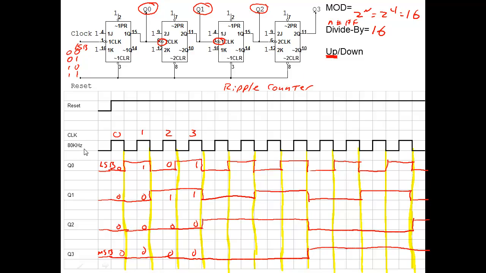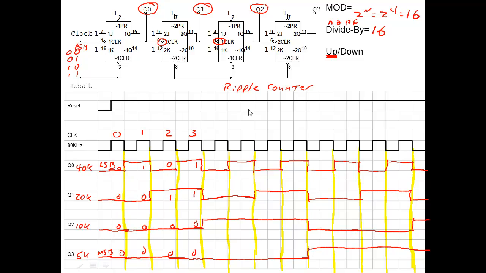Another thing to note about these is the frequency actually gets split in half for each one of your outputs, as long as you're not doing any kind of resetting somewhere in the middle with an automatic reset. So we can say this 80K gets divided in half, it's now 40K. 40K gets divided in half, now it's 20K. 20K divided in half is now 10K, and this last output is 5K.